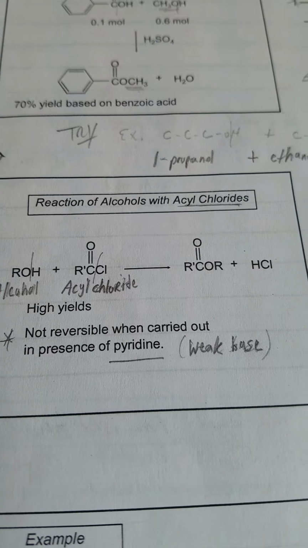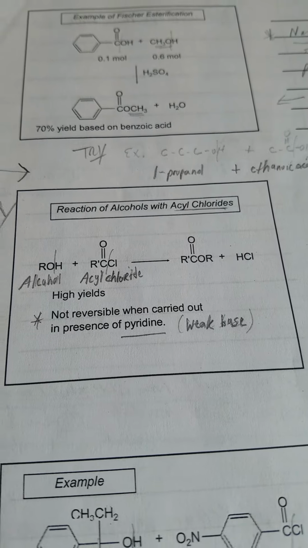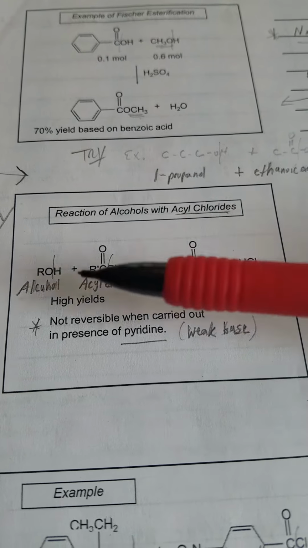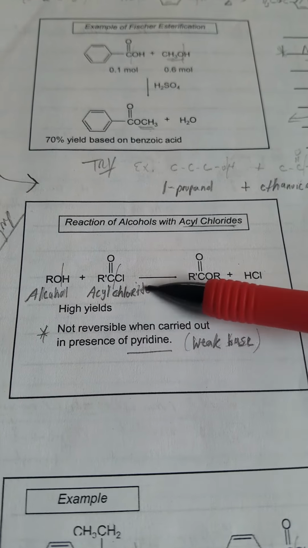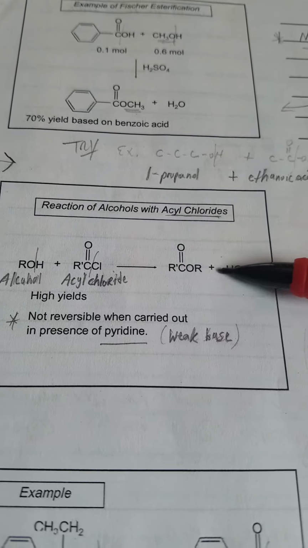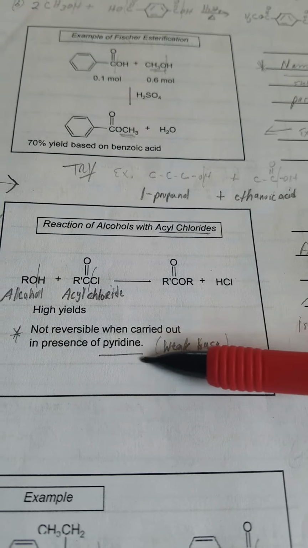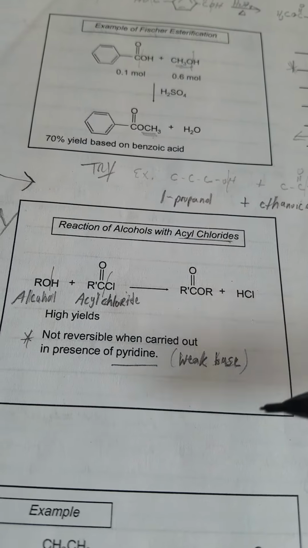You can also use acyl chlorides in this type of reaction instead of a carboxylic acid. So you'll still start with your alcohol and your acyl chloride. You'll get rid of the chlorine, forming the ester this way. Typically you're going to use a weak base as a solvent, so this is pyridine as an example, but there are others as well.